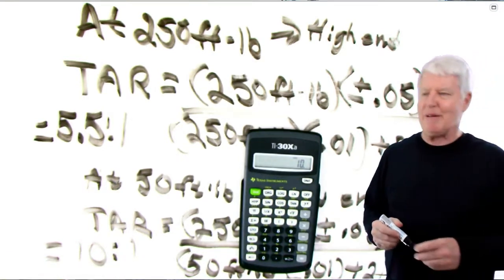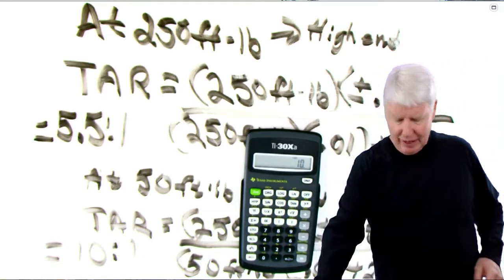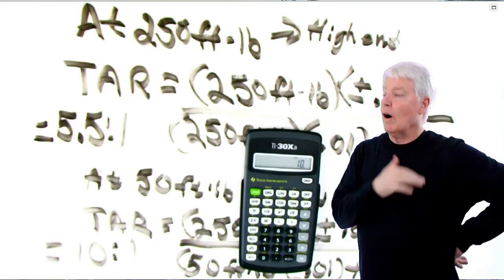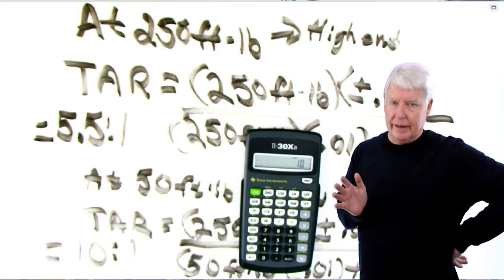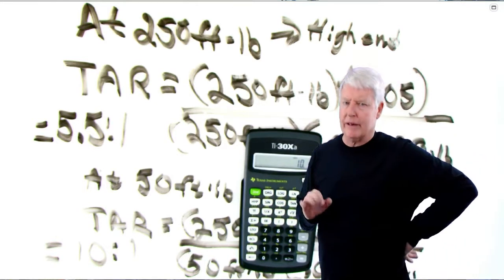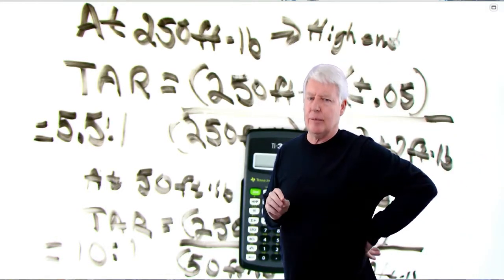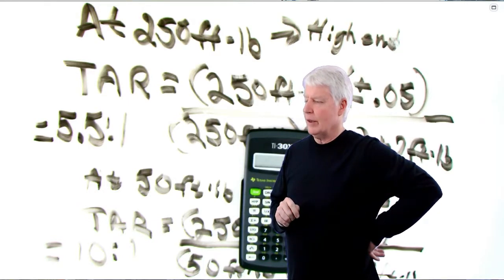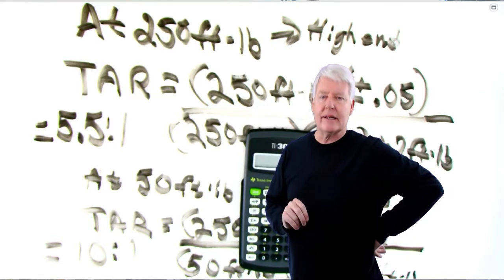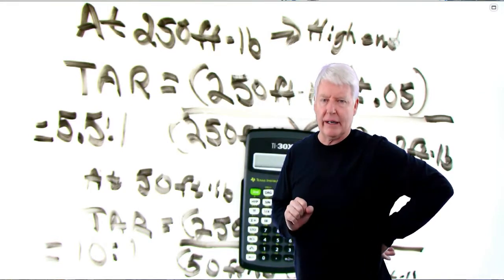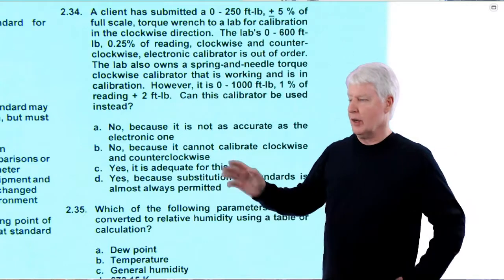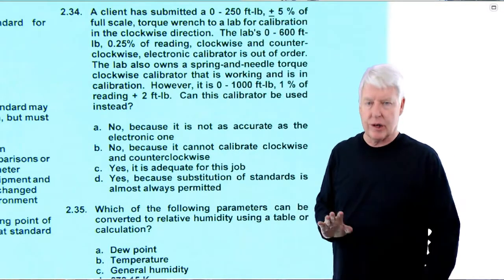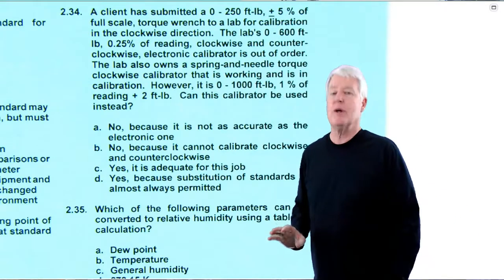You may not have even had to do the lower range. We could kind of figure out it was going to be better. But both are above 4 to 1, which remember is the requirement for using a calibration instrument substitute. So there we go. That's how you solve that one. So yes, we can use it. Let's go back to the test question and see if we can find the correct answer. So here we are back at the blue pages, and we know it's a yes, so we can skip A and B. Yes, it is adequate for this job, so I'm sure it's going to be C.